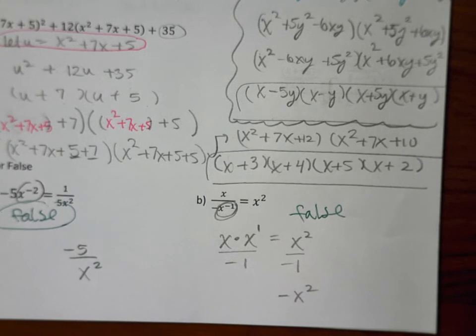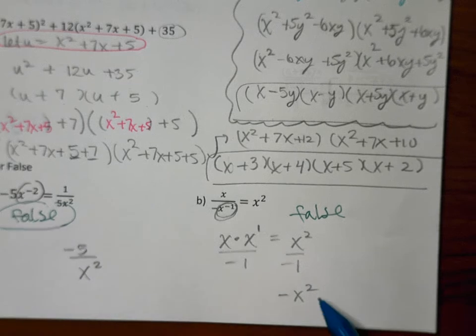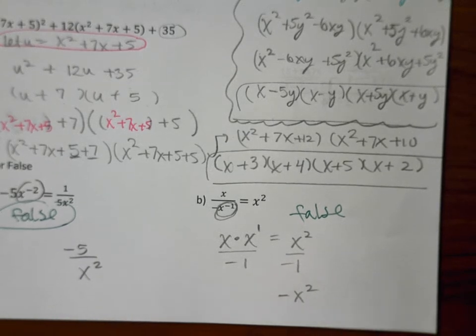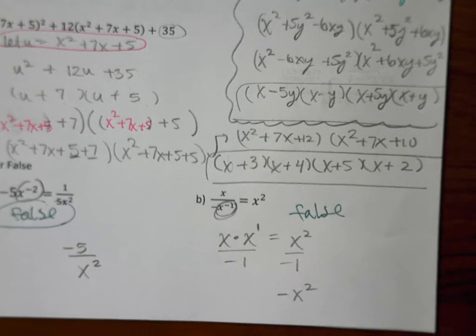It's still there. So what's x squared divided by negative 1? And is negative x squared the same as positive x squared? No. No, think of your graphs. X squared is a parabola opening up. Negative x squared is a parabola opening down. It's not the same answer, so it is false. Okay, questions before we move on?